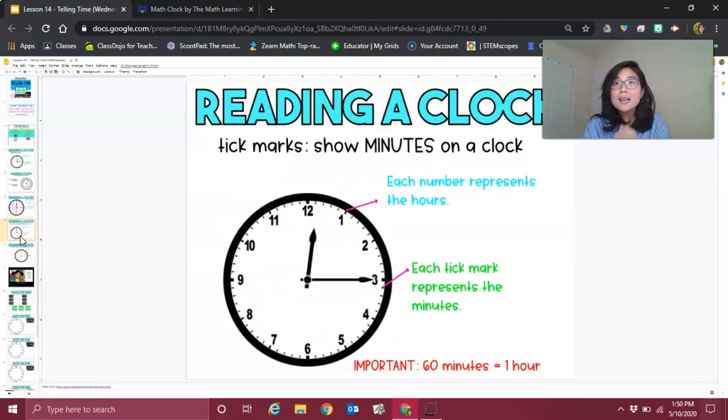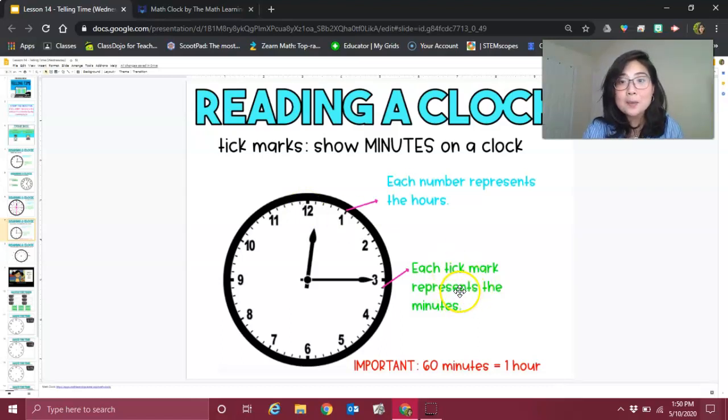Now, on a clock, there are also tick marks. Now, tick marks show us the minutes on a clock. Okay, so each number represents the hours. We kind of talked about that already. So for example, there's 1, 2, 3, 4, 5, 6, 7, 8, 9, 10, 11, 12. Those numbers that I just read out, they represent the hours.